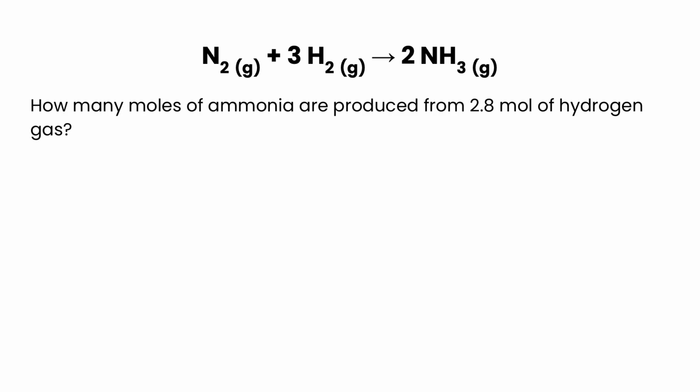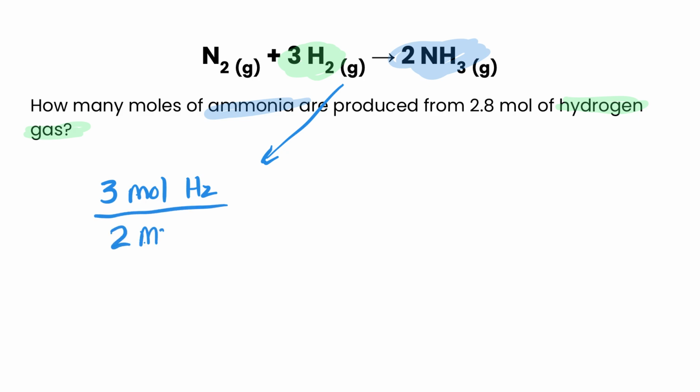We've got this problem here where we're asked how many moles of ammonia are produced from 2.8 moles of hydrogen gas. So let's just highlight, we need hydrogen gas here. That's here in our equation. And then we also need ammonia, and that's here in our equation. Now that we've highlighted those, it's going to help us build our mole ratio. So again, I'm setting up on one side what we know about the ratio from our balanced chemical equation. We know we have 3 moles of H2, and we know that we produce 2 moles of NH3.